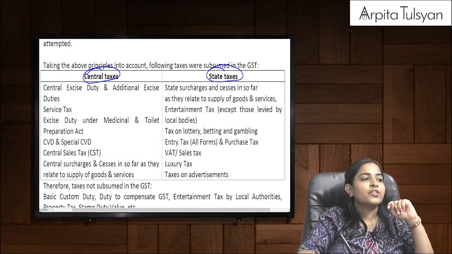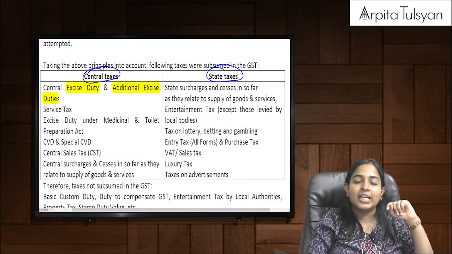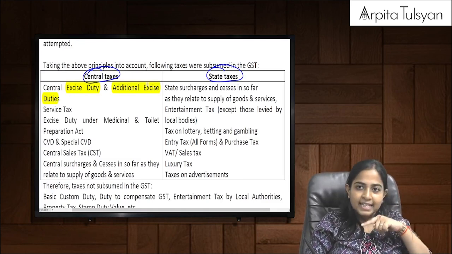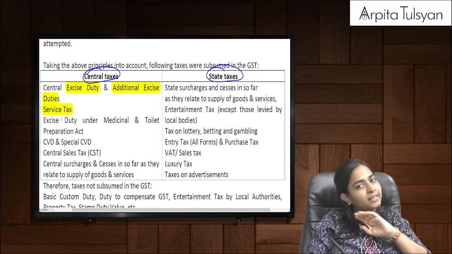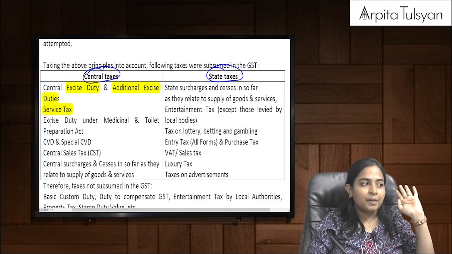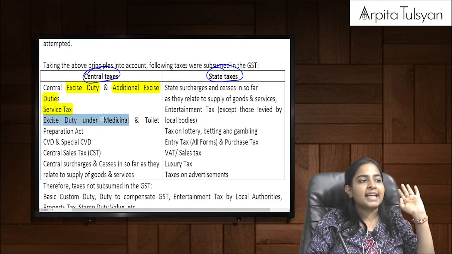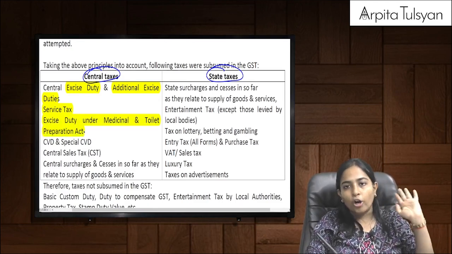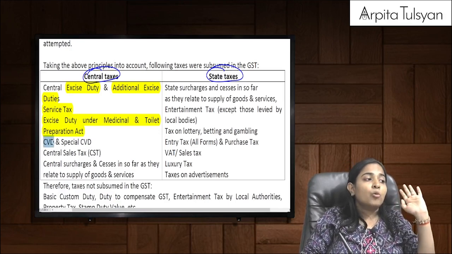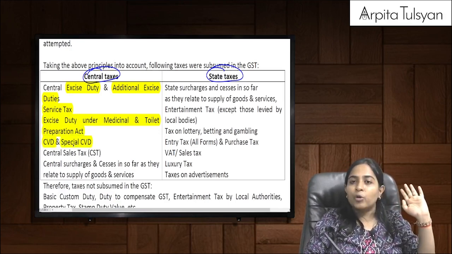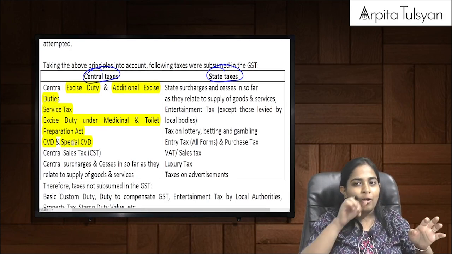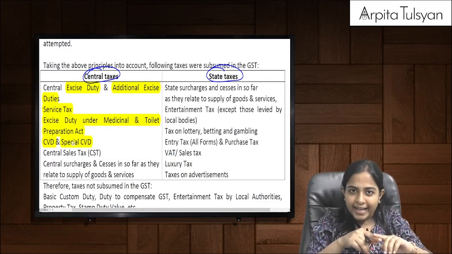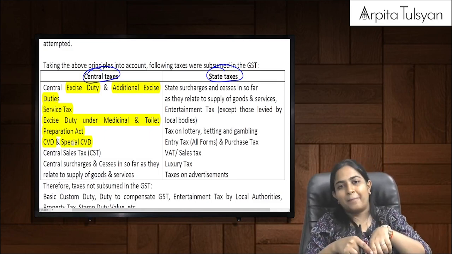Everyone here, first of all, excise duty. Central excise duty and additional excise duty. These have been cancelled because now GST is applicable. Service tax, which was levied by the center, gone because GST is applicable. Some specific excise duty under so and so act, gone. Countervailing duty and special countervailing duty, which used to be there under excise earlier, gone. Gone means what? Has the product been made tax free? No, but GST has been applicable on it.